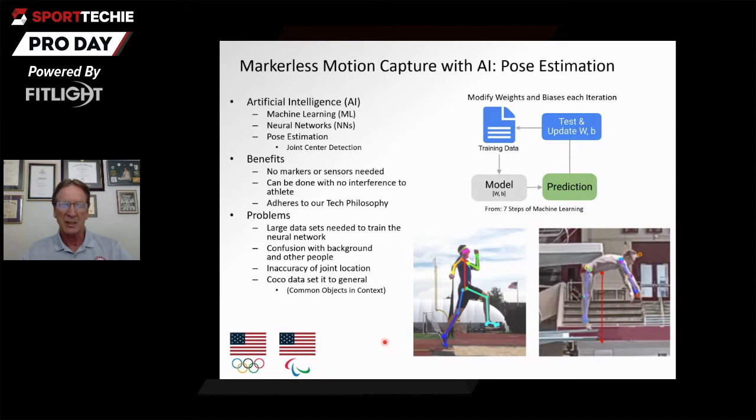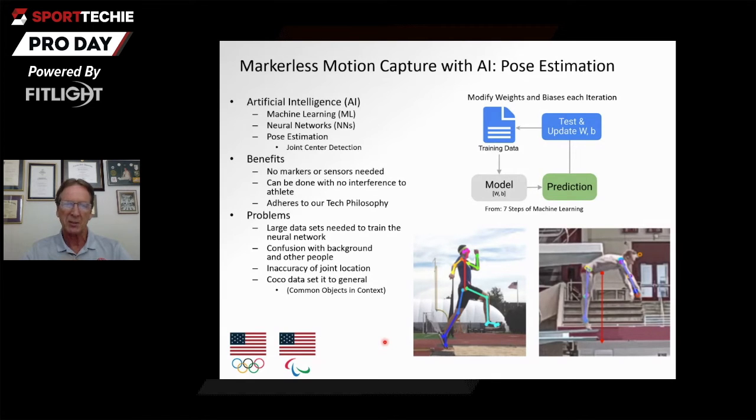A couple of the problems is we need a large data set to train the machine learning algorithms. And the problem with that is currently we're using what's called the COCO data set, which is a general data set that's being collected from normal human motions. And of course, athletes don't do normal motions, especially if you're a diver doing a flip or you're a shot putter doing a spin throw. Those are not motions that the COCO set understands. So we have to collect our own data sets and start training the algorithms. And that can be time consuming and expensive.